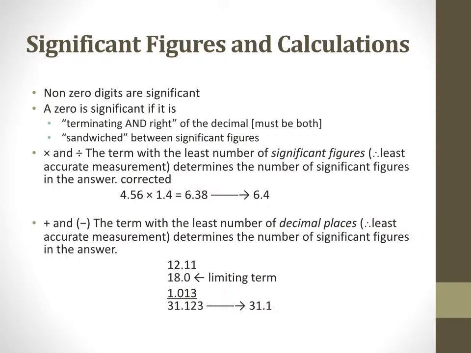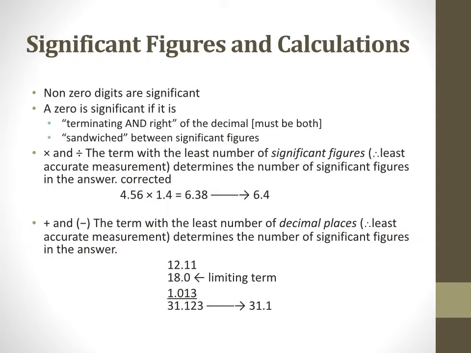Some of the things that people tend to get tripped up on: non-zero digits are always significant. A zero is significant only if it's the last number and also right of the decimal. It has to be both. So if you have 4.30, then that zero is significant. A zero is also considered significant if it's sandwiched between numbers, like 403.